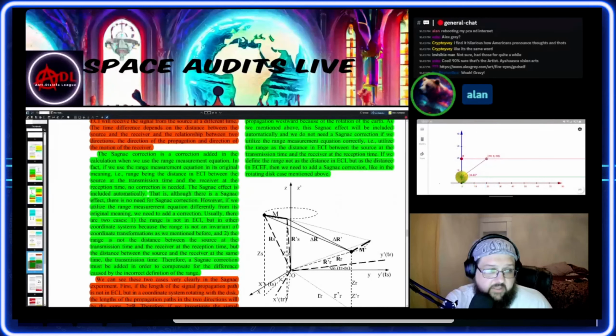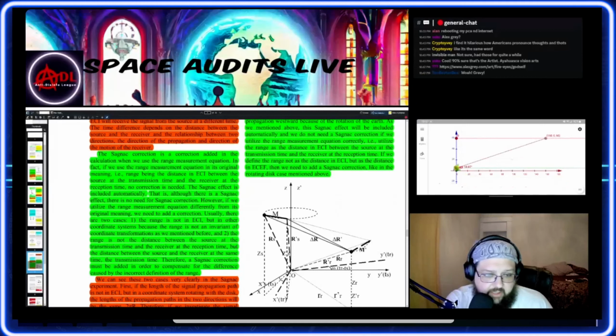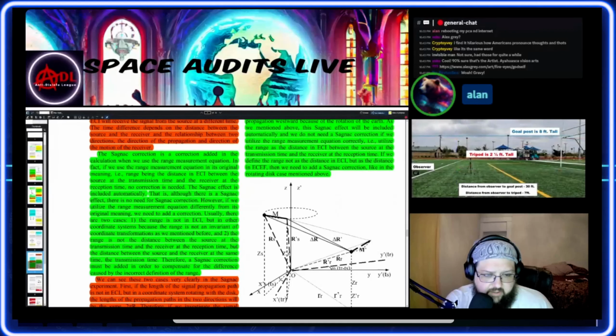Usually there are two cases. One, the range is not in the ECI, but rather a different coordinate system, because the range is not invariant from the coordinate transformation, as we mentioned before. So again, when you transform the distances to a different coordinate system from the ECI, it's going to give you an inaccurate result if you don't account for the Sagnac effect in the new system, because it's already built into the first one.